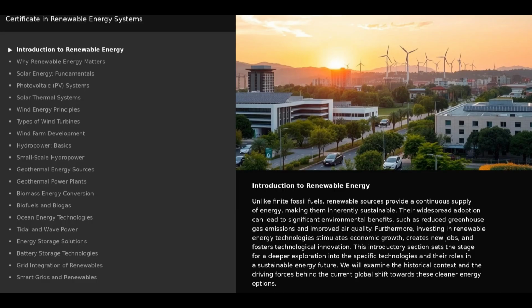Their widespread adoption can lead to significant environmental benefits, such as reduced greenhouse gas emissions and improved air quality. Furthermore, investing in renewable energy technologies stimulates economic growth, creates new jobs, and fosters technological innovation. This introductory section sets the stage for a deeper exploration into the specific technologies and their roles in a sustainable energy future. We will examine the historical context and the driving forces behind the current global shift towards these cleaner energy options.